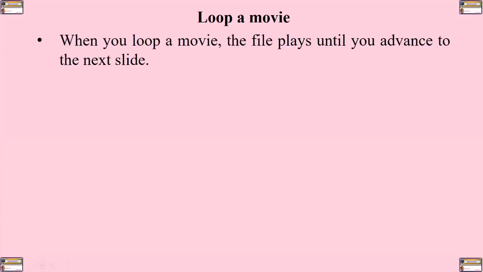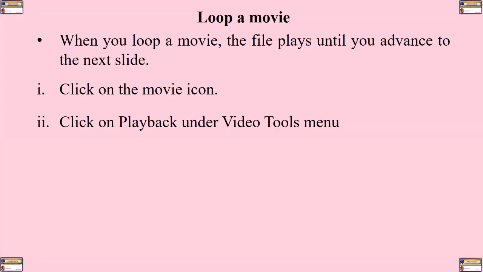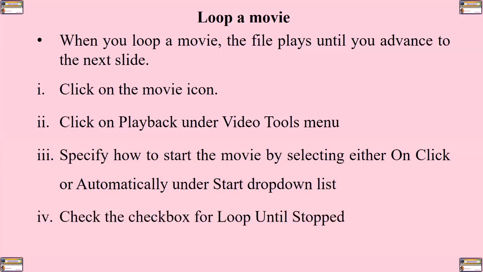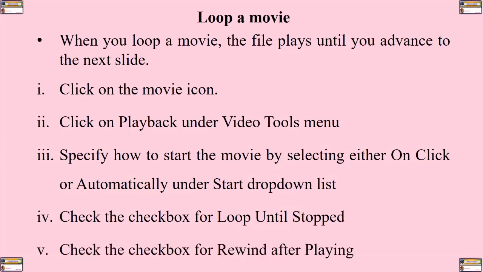You can also decide to loop a movie, just as we looped the sound. When you loop a movie, the file plays until you advance to the next slide. To be able to loop a movie, you click on the movie icon, then click on playback in the video tools menu. Specify how to start the movie by selecting either on click or automatically in the start drop-down list. Then check the checkbox for loop until stopped. Check the checkbox for rewind after playing.